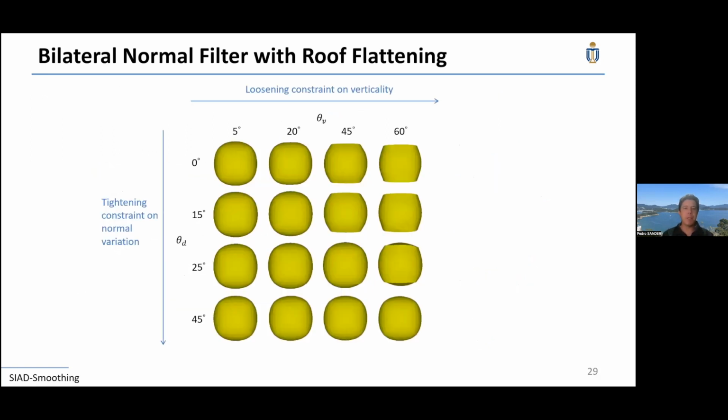So here's the performance of the flattening step. As we change the parameters on verticality and normal variation, you can see it achieves different levels of smoothness. If we increase verticality, you can see that it becomes flatter there, to the right. And if we increase the constraint on normal variation, it becomes overall smoother on the bottom. So you can explore those terms to get the result that one wants for the building.